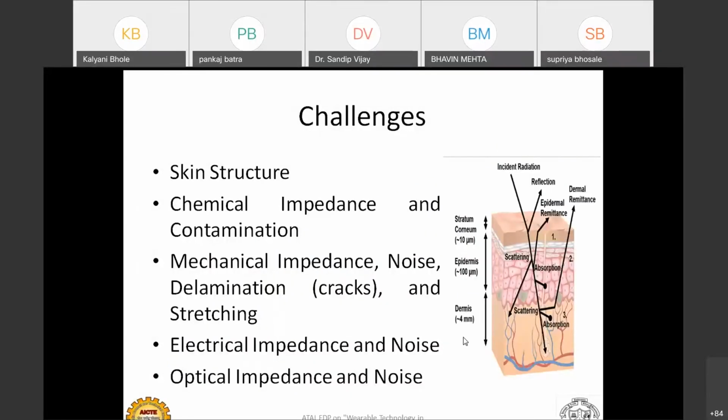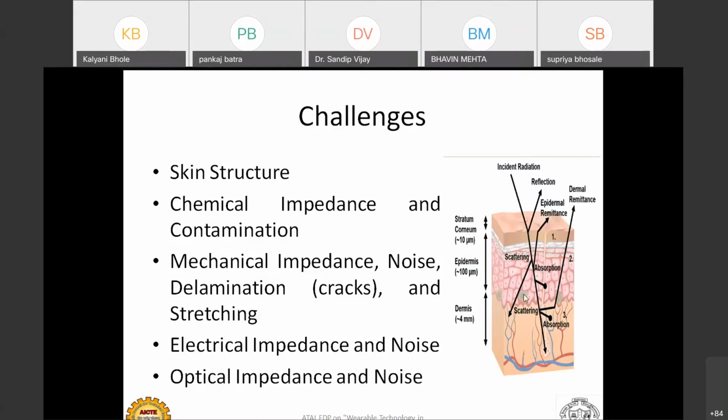There are a few challenges for this development. We have to bring a bigger setup into a smaller one. What are the challenges that we face for this kind of sensor development? We'll be discussing these challenges. The first challenge is the structure of the skin. This may be somewhat biological, but I'll try to make it simpler.